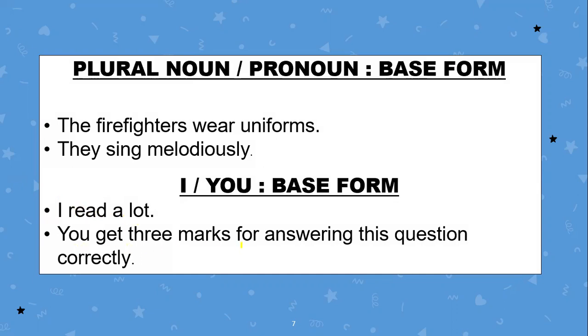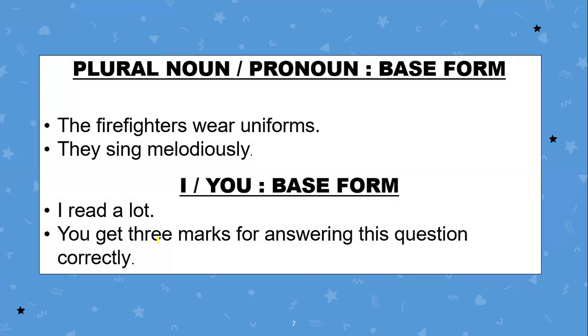You get 3 marks for answering this question correctly. Again, I and you are the exception cases where we say that they are the plural form. We have to use the base form here. We will not say "you gets 3 marks." No, you get 3 marks.